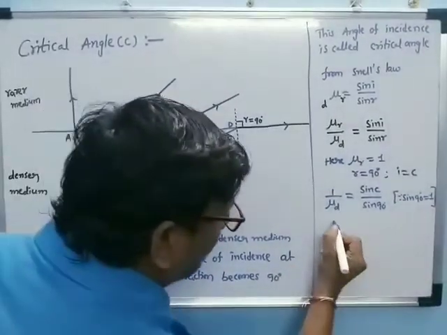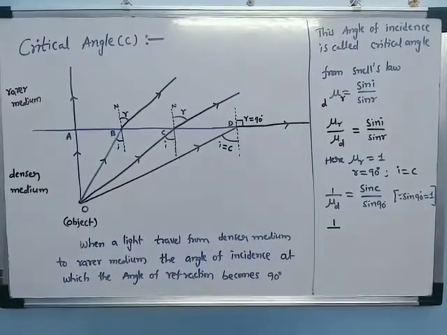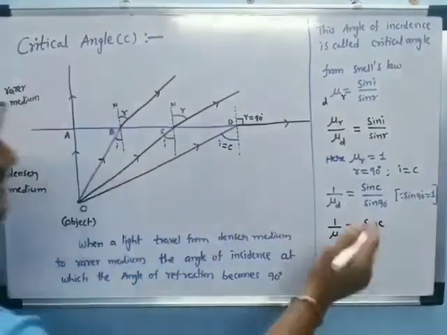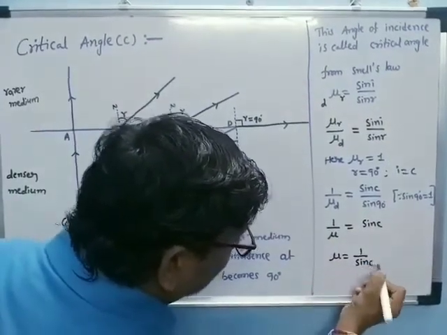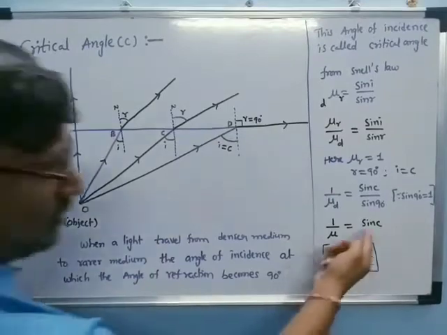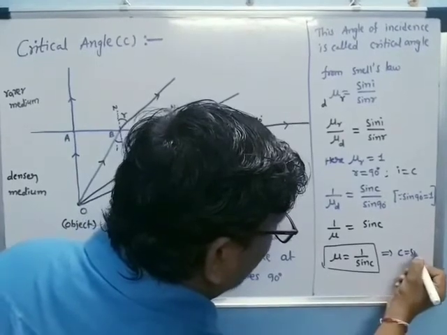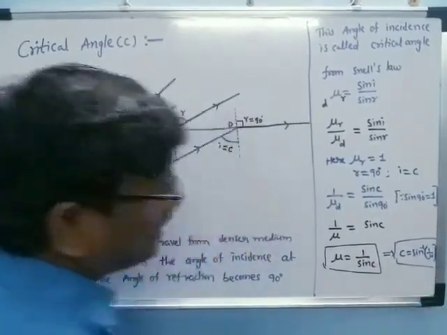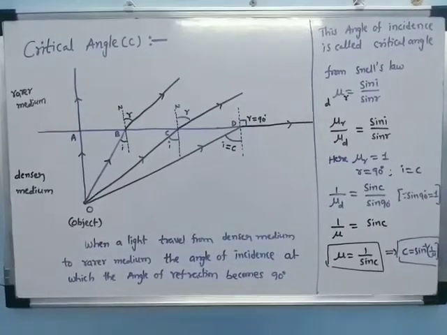we get 1 by nu d, where nu d is nothing but the refractive index of the denser medium. That value we consider as nu, which is equal to sin C. Then the refractive index nu is equal to 1 by sin C. Then we can write the critical angle C is equal to sin inverse of 1 by nu. This is the formula of the critical angle.